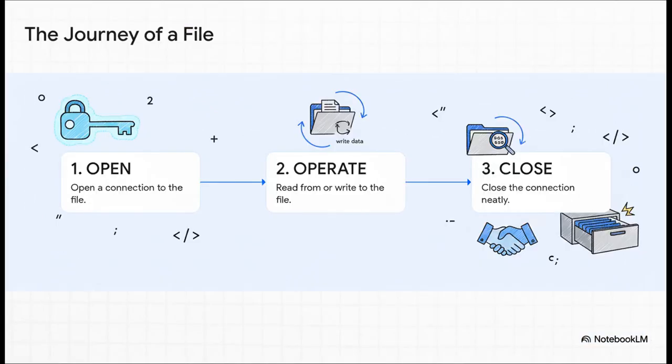The good news is it's not as complicated as it might sound. It's really just a simple three-step dance. First, you've got to open the connection to a file. Second, you operate on it. That means you're either reading from it or writing to it. And third, and this is crucial, you have to close that connection when you're done. We're going to walk through all three.